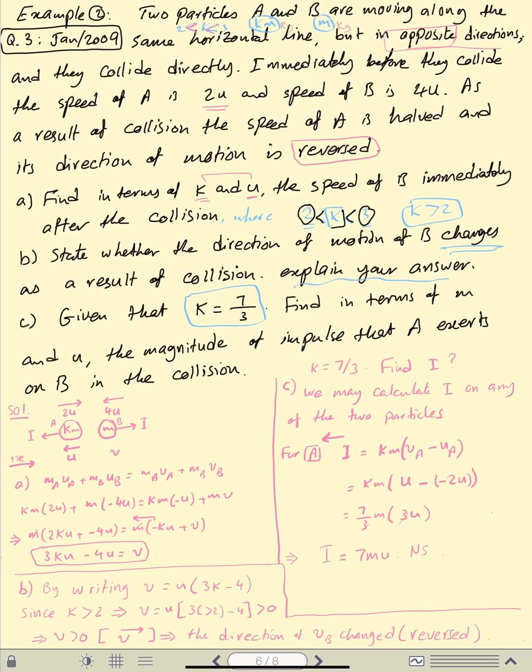Part B, state whether the direction of motion of B changes as a result of collision. After the collision, he means explain your answer. If it does change, explain your answer. Part C, given that K is equal to 7 over 3, find in terms of M and U the magnitude of the impulse that A exerts on B in the collision.